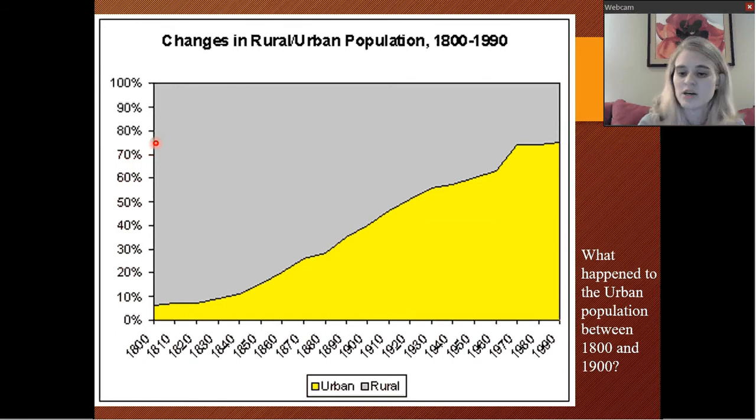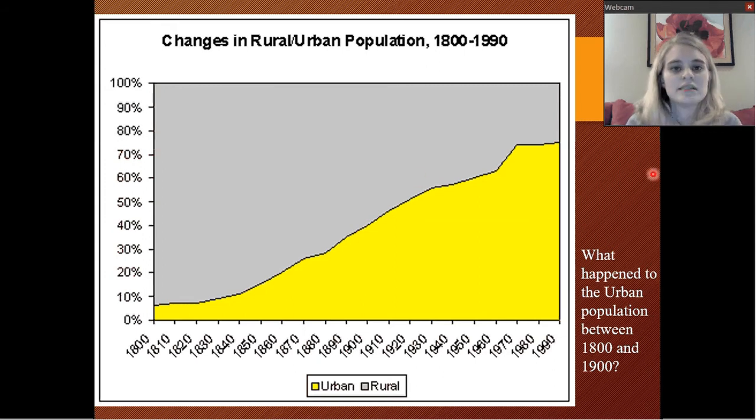So for this last question, I want you to tell me what happened to the percentage of the population that lived in cities, so the urban population, between 1800 and 1900, so in that 100-year period. So go ahead and pause it, take a look at it, and figure it out, and come back in a second. Okay, great.